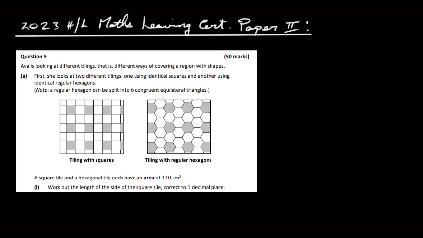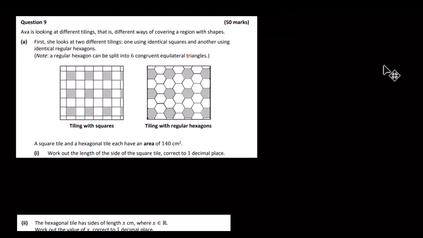Okay, so let's have a look at the 2023 Higher Level Maths Leaving Cert Paper 2, question 9. Ava is looking at different tilings, that is different ways of covering a region with shapes. First she looks at two different tilings, one using identical squares and the other using identical regular hexagons. It says here that a regular hexagon can be split into 6 congruent equilateral triangles.